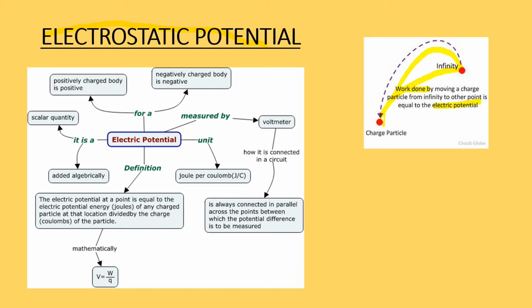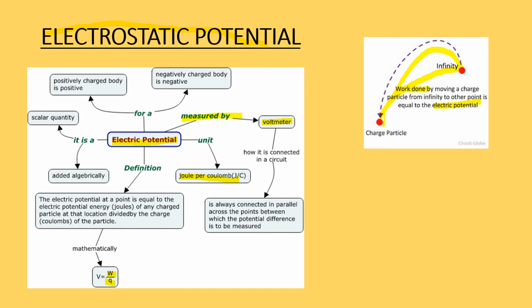As you can see on the left side, we have already studied the electric potential definition: it is the work done for moving a charge from infinity to some other point. Its unit is joules per coulomb. So how can we give it a formula? As we are saying it's the work done in moving a charge, that means work done upon charge, W upon Q, is equal to V. V is the symbol for electrostatic potential. This electrostatic potential is measured by a voltmeter, and its unit is joule per coulomb.